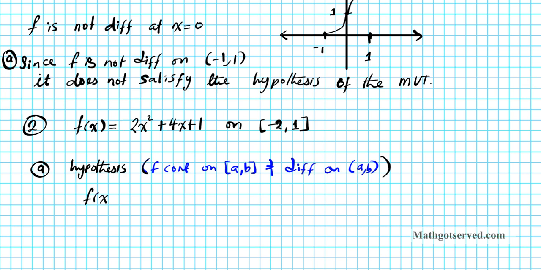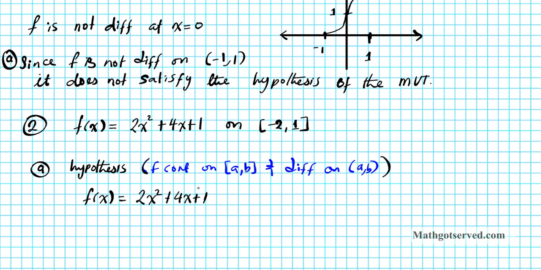So let's take a look at this function, f of x equals 2x squared plus 4x plus 1. What do we know about this? This is a graph of a parabola. It's a quadratic polynomial. What do you know about parabola or quadratic curves? They're smooth and they have no vertical tangents. Okay, they don't have any cusp corners or vertical tangents, and they're also continuous.